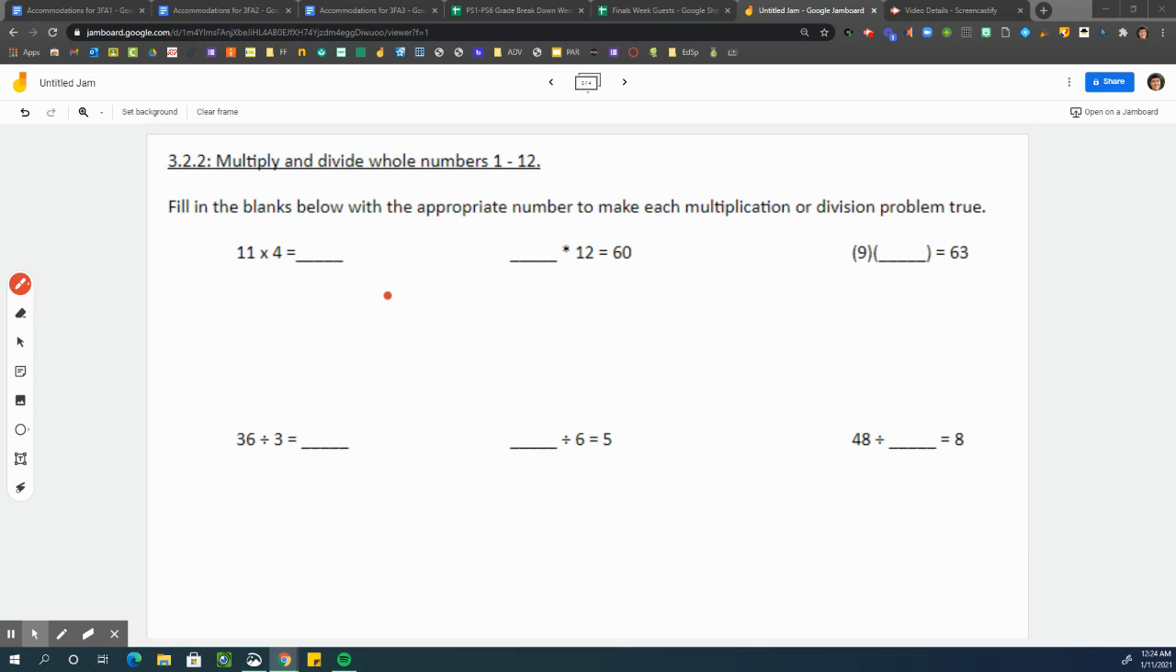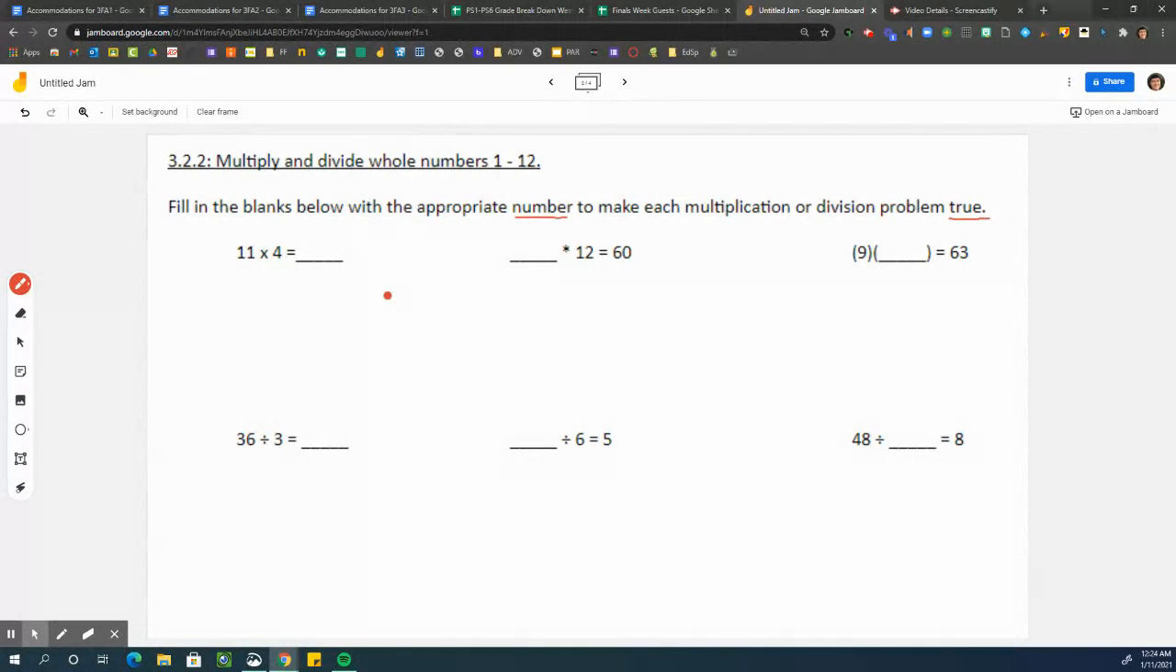3.2.2. Multiply and divide whole numbers 1 through 12. Now maybe in a few of these practices, it's a little larger than 12, but 12 is about the boundary that we're looking for. Fill in the blanks below with the appropriate number to make each multiplication or division problem true. So we need to find out what number makes the problem true.